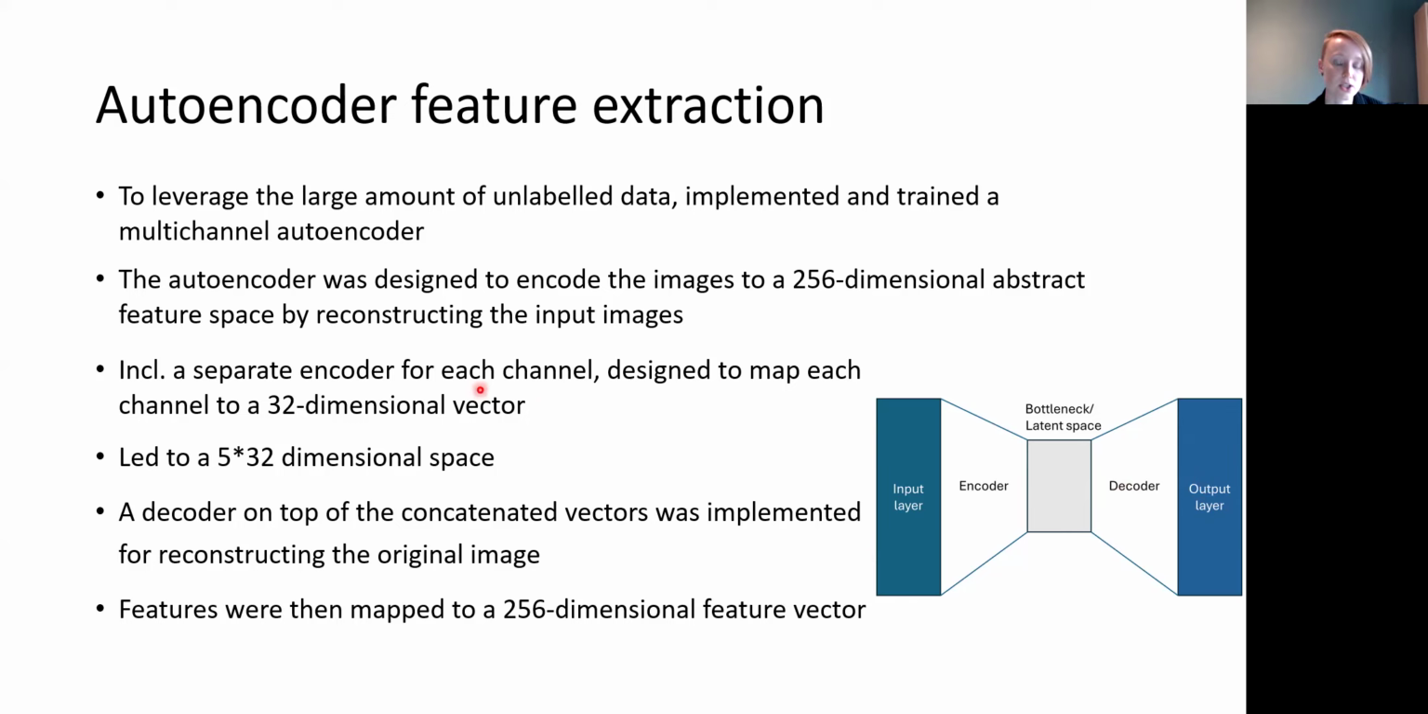So they did this for each channel separately, and in this middle point here, mapped it to a 32-dimensional vector. So they had 5 of these 32-dimensional vectors, which they then reconstructed into a 256-dimensional feature vector that then would have been used as the input to the model. Obviously, we don't really understand what this is capturing. So that's where it's less interpretable than just using the actual biological approach that we saw in the previous slides.